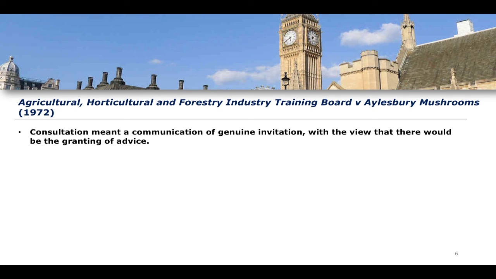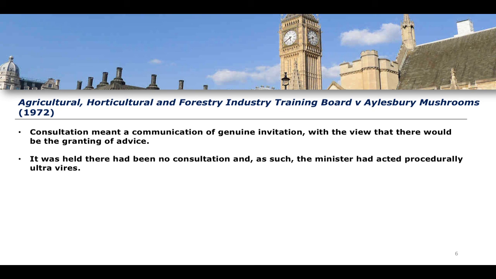Well, the courts held that consultation meant a communication of genuine invitation with a view to the granting of advice. So a consultation wouldn't be, for example, the minister meeting the National Farmers Union and telling them what is going to happen. That doesn't seriously represent a consultation, because it wasn't a communication of genuine invitation, and there wasn't the view that there would be the granting of advice from the Farmers Union.